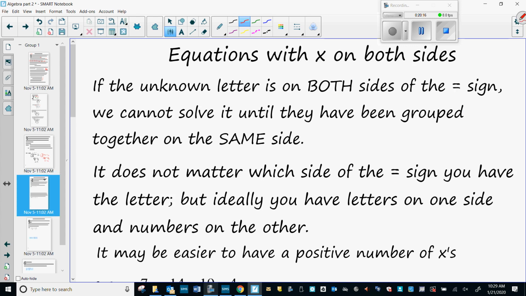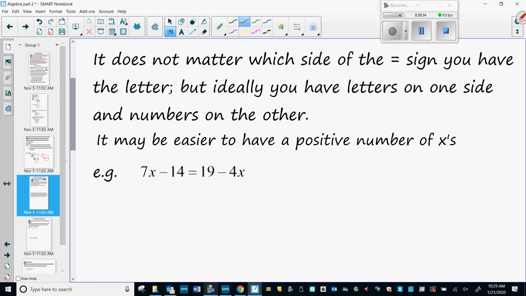Okay, sometimes we have x's on both sides of the equal sign. If we have x's on both sides of the equal sign, then we need to make sure they are grouped together on the same side. It doesn't matter which side of the equal sign you have your numbers and your letters. Your numbers can be on the left, your letters can be on the right, or vice versa.